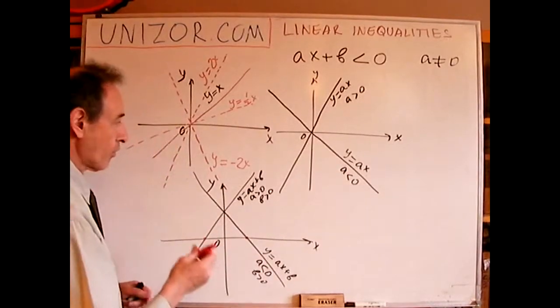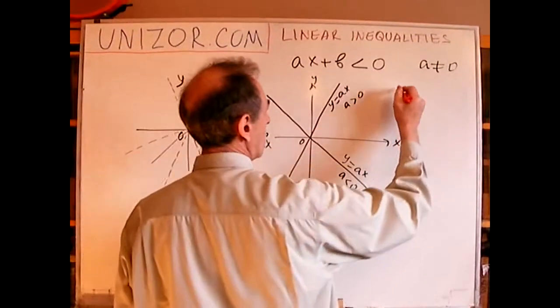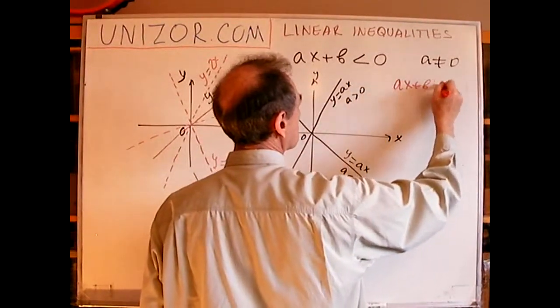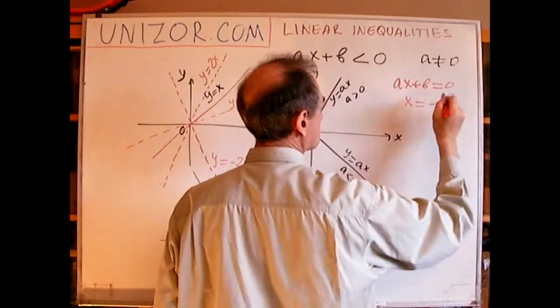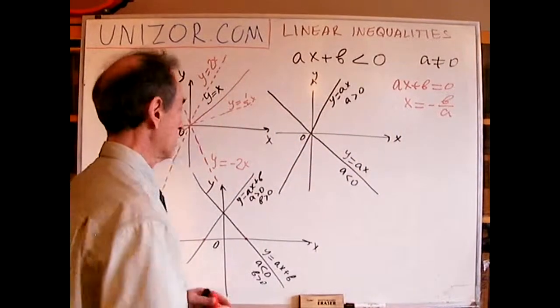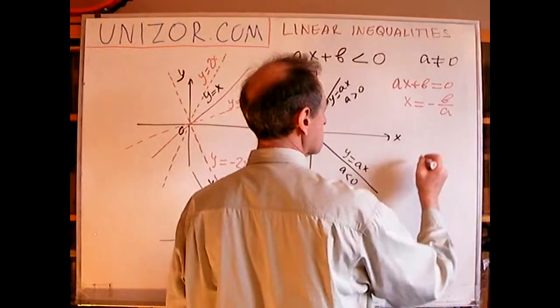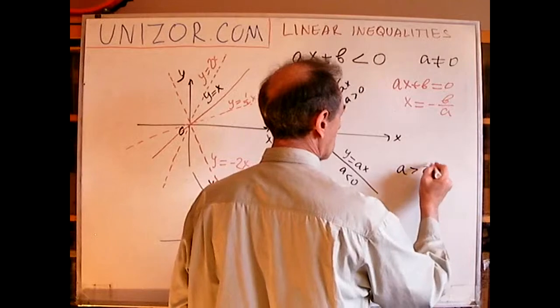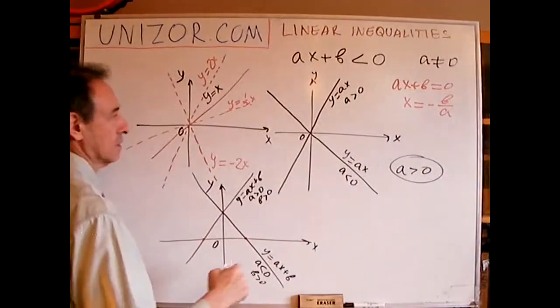So what's important is, if you have a solution to ax plus b equals 0 and the solution is minus b over a, then in case a is greater than 0, our solutions are to the left of this point.